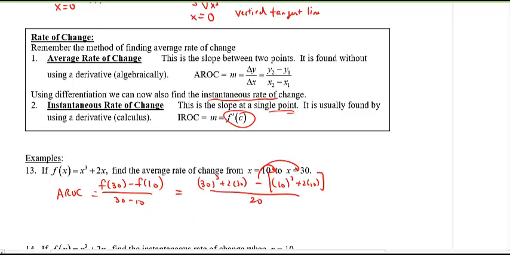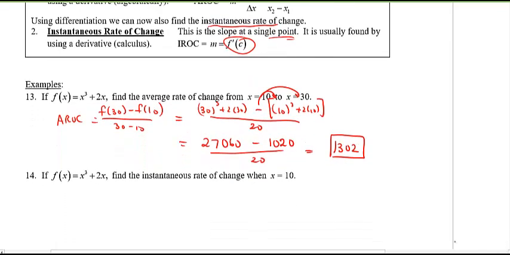What is this equal to? Big numbers, big numbers. I think it's 27,060. This is what, 10,000. Oh no, 1,020. I think that just becomes 1,302. Trust me? Yeah, trust me. Okay, so really what I said is, the average rate of change between 10 and 30 is 1,302.